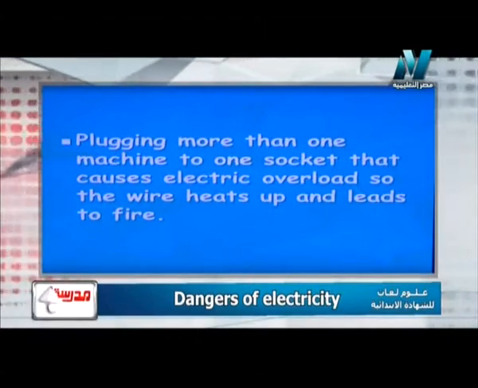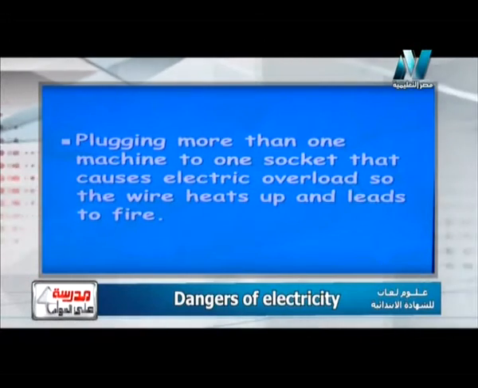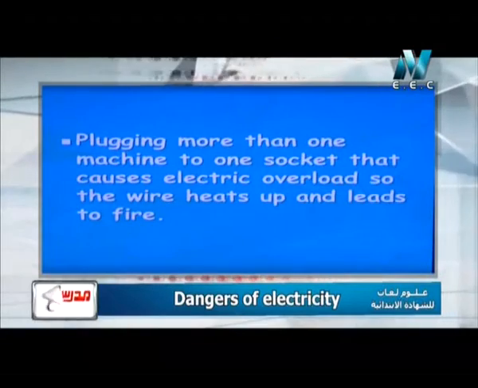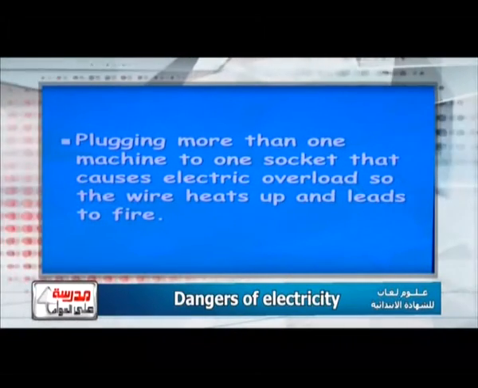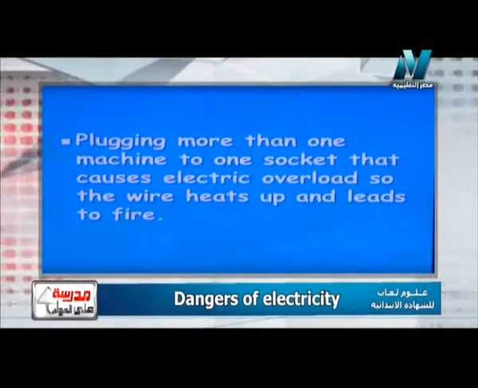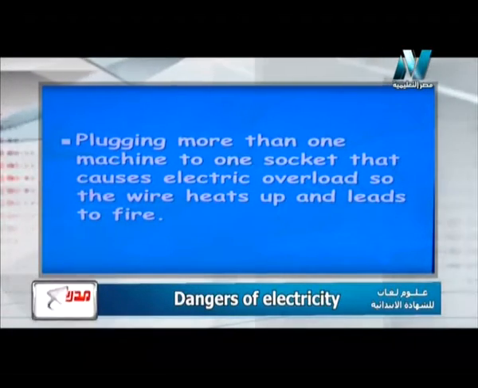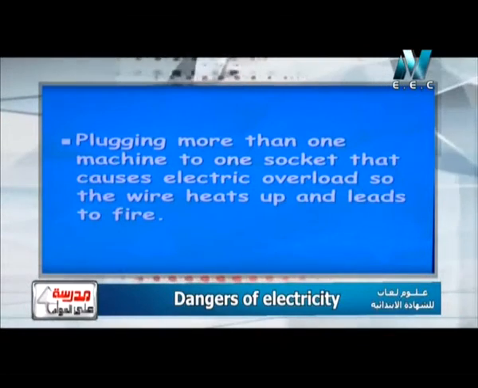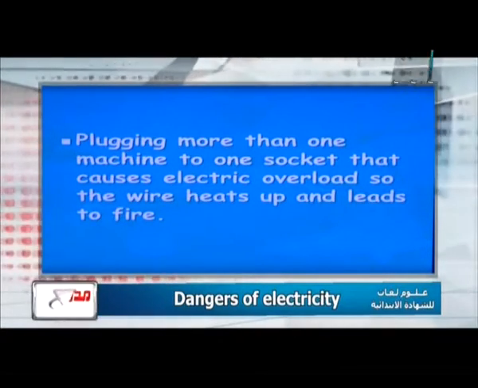Plugging more than one machine into one socket causes electric overload, so the wire heats up and leads to fire. Okay? These things are very, very important, and we must take good care of them to live safely and enjoy the electric current at our home, at our school, at all places we live in.